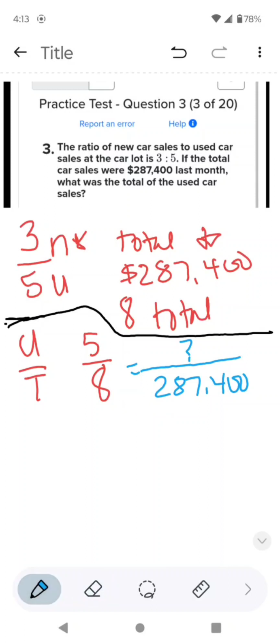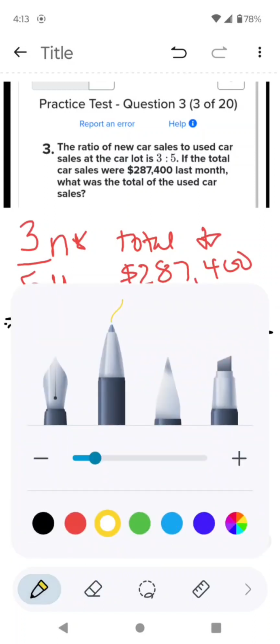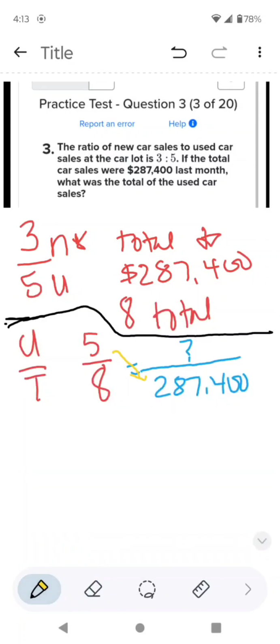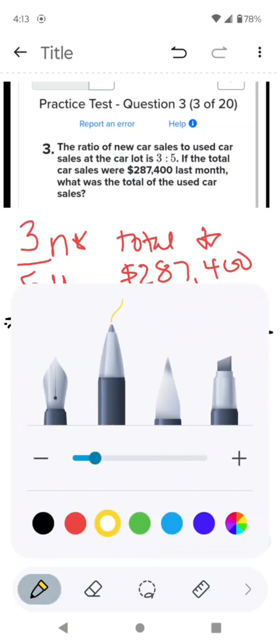Or you can do cross multiplication and division, where you would multiply 5 times 287,400, and then you'll divide that total by 8. It's up to you, whichever way you want to solve the proportion. Those are the two ways that we would use.